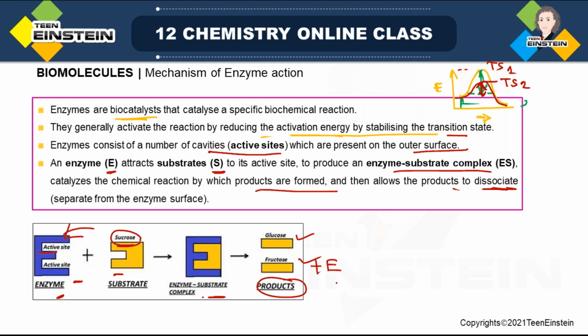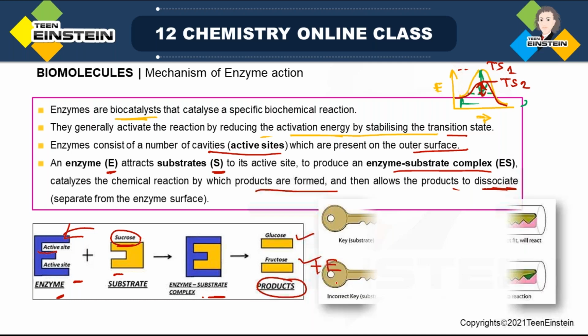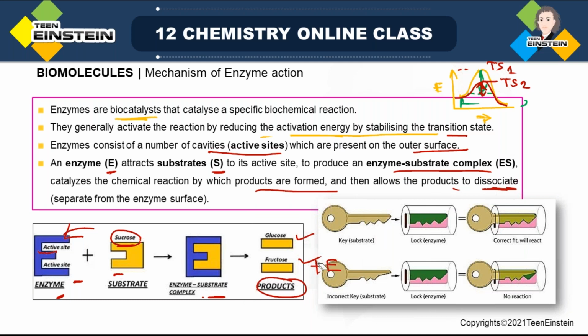Okay, now in this type of mechanism, the shapes are complementary, they are fitting to each other properly. So that is the reason each enzyme is specific for each substrate. You cannot use the sucrase enzyme for interconversion of carbonic acid to water and CO2. Then you will need another catalyst, another enzyme. Now this mechanism is known as the lock and key mechanism.